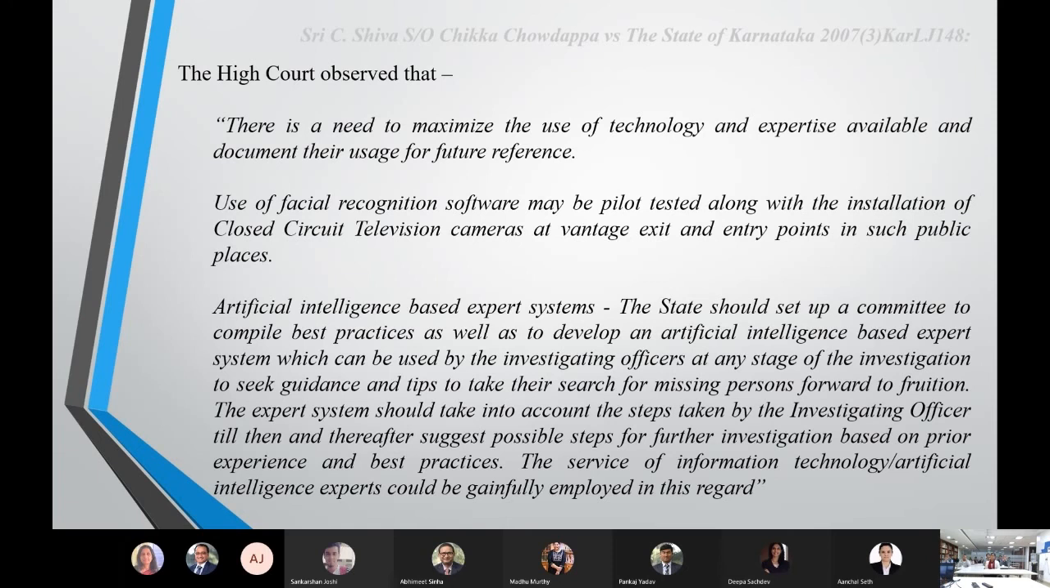So I think this is again the High Court. The observations of the High Court, after taking note of the importance of AI, are in the second para, if you see. The High Court has said that the state should set up a committee which should aim to develop an artificial intelligence based expert system which can be used by all the investigating officers in the criminal field, so that they can take help and search for the missing person going forward.